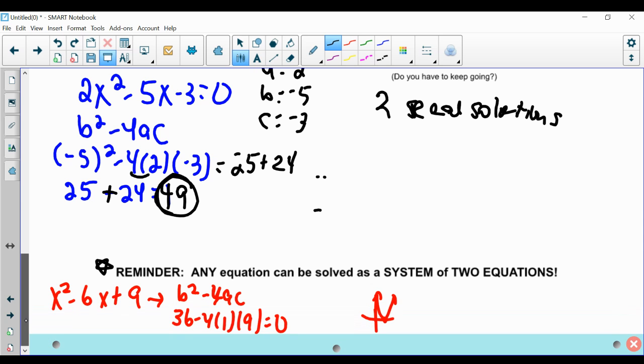And then just for your viewing pleasure, I did put an additional example at the bottom of x squared minus 6x plus 9. If you want to try that one out, you would notice that you would get 36 minus 36, which would give you that discriminant of 0. So that would be the case in which you have a graph crossing in one place.